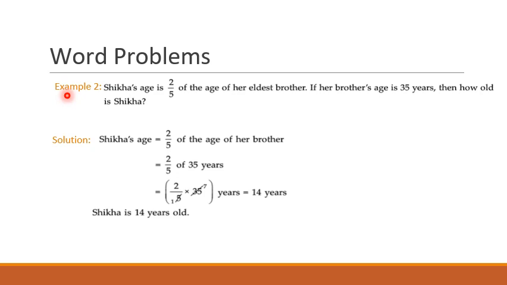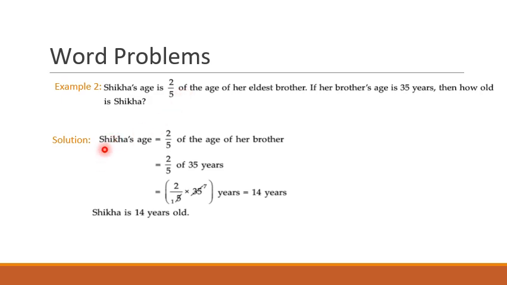Example 2. Shikha's age is 2/5 of the age of her eldest brother. If her brother's age is 35 years, then how old is Shikha? Now here we have the operator "of". In our previous session, we have learned that "of" means multiplication. So let's solve this problem using multiplication.